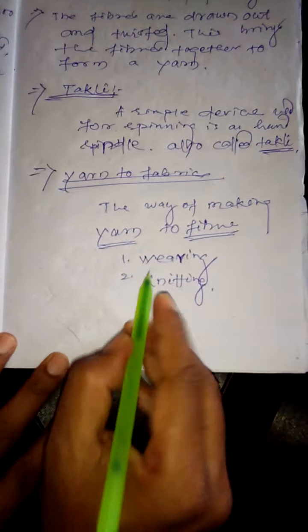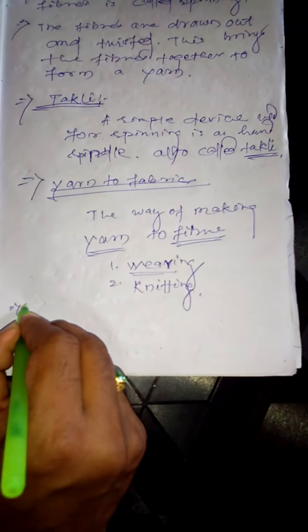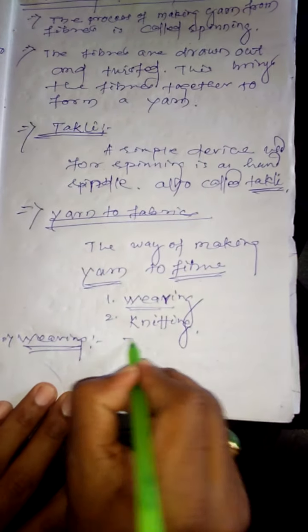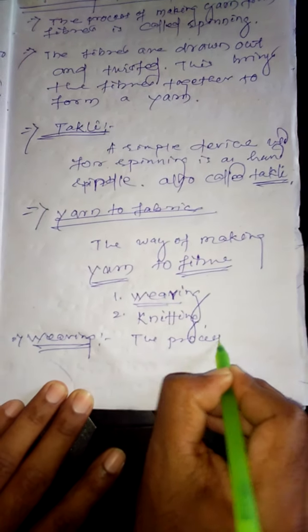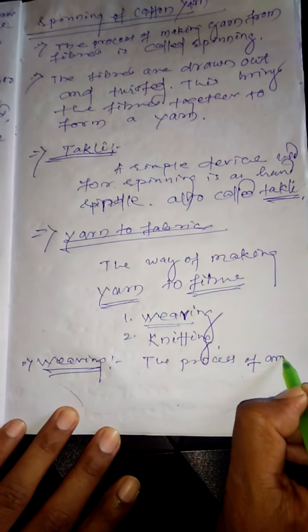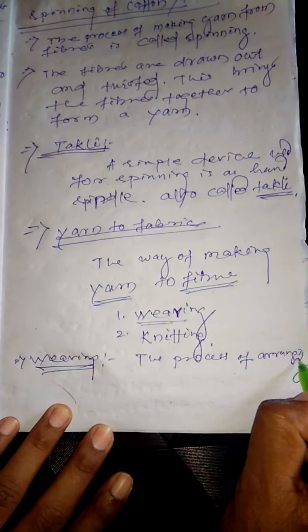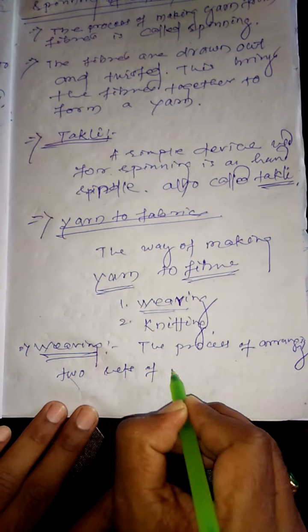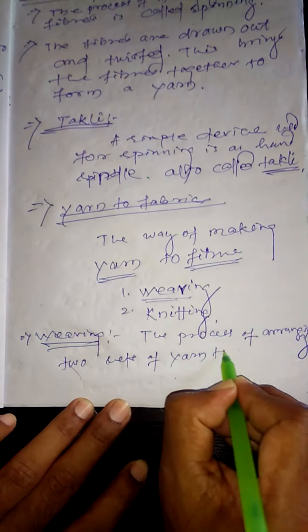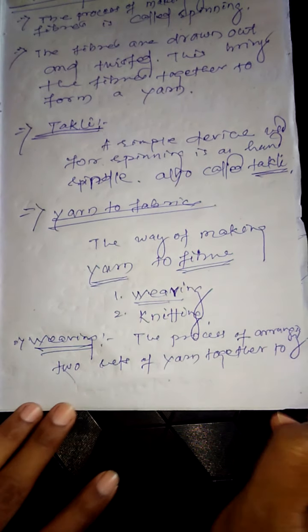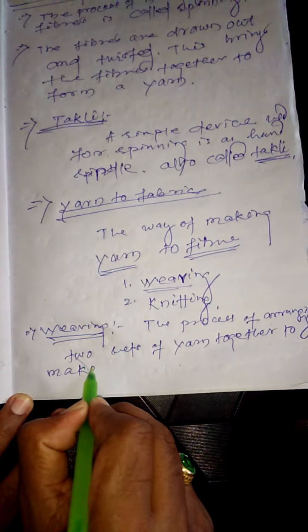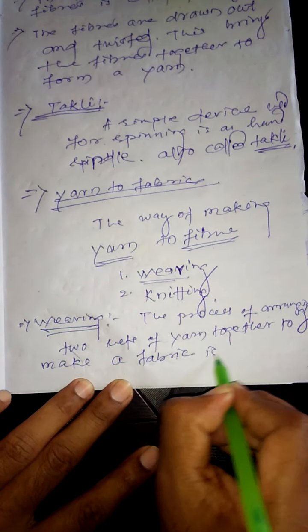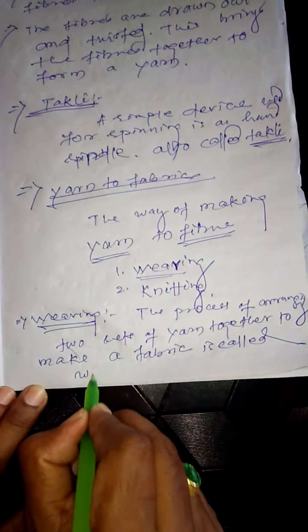So you see here the definition of weaving. Weaving means the process of arranging two sets of yarn together to make a fabric is called weaving.